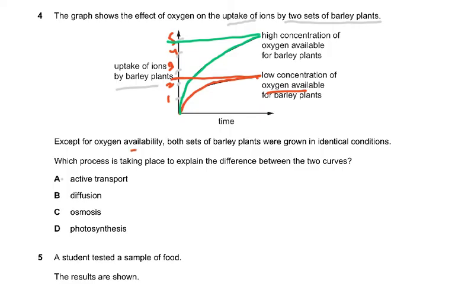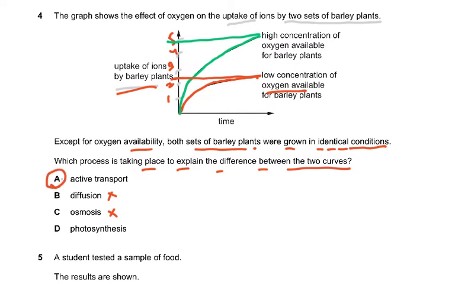Except for oxygen availability, both sets of barley plants were grown in identical conditions. Which process is taking place to explain the difference between the two curves? You see, why would more oxygen result in a higher concentration of uptake of ions by the barley plant? Because oxygen is used only in aerobic respiration, and aerobic respiration releases energy, and energy is needed neither for diffusion, nor for osmosis. Photosynthesis is not in the question because they are not talking about that, it is uptake of ions. So the answer is active transport.